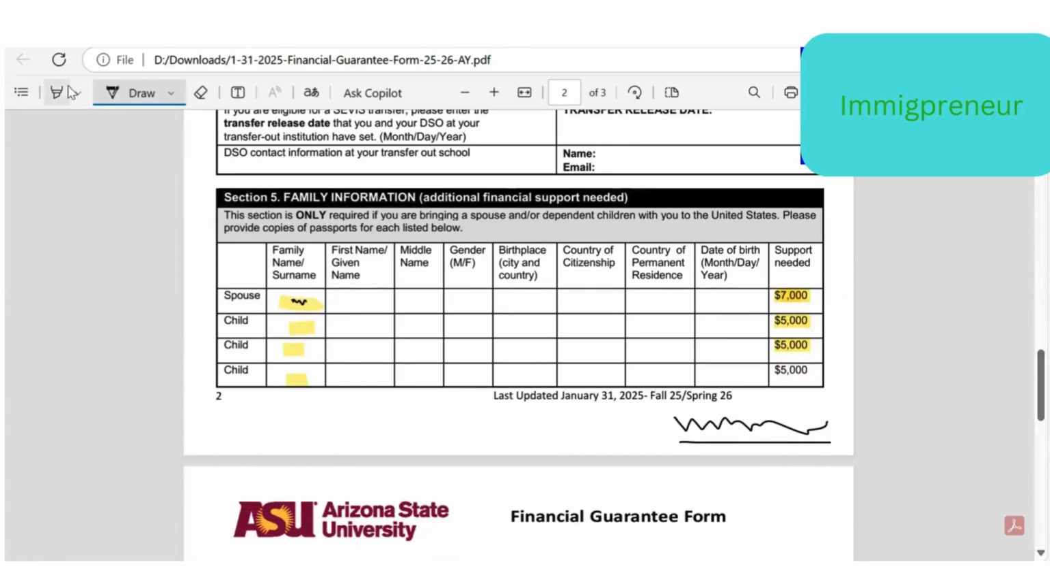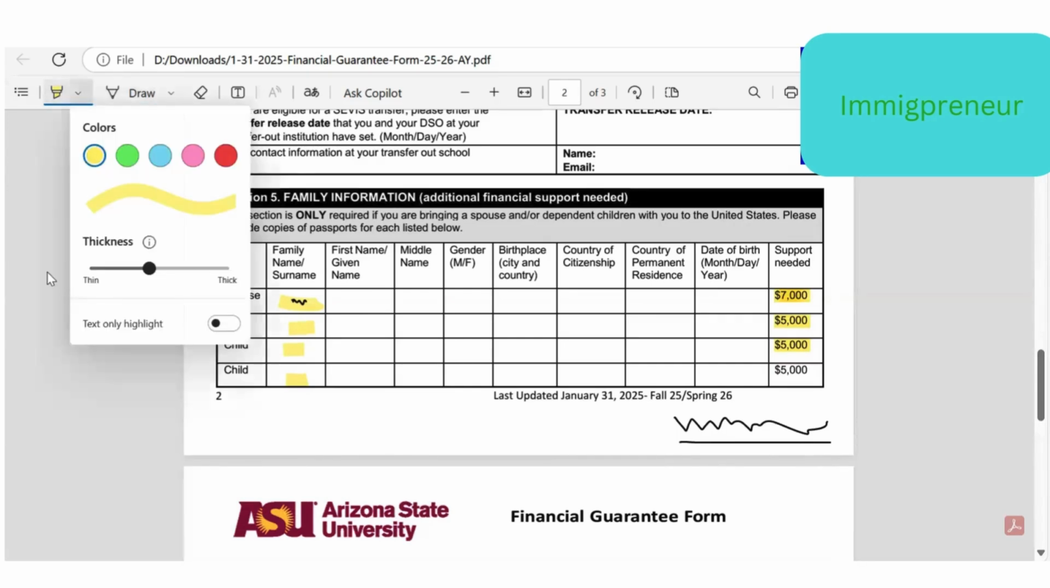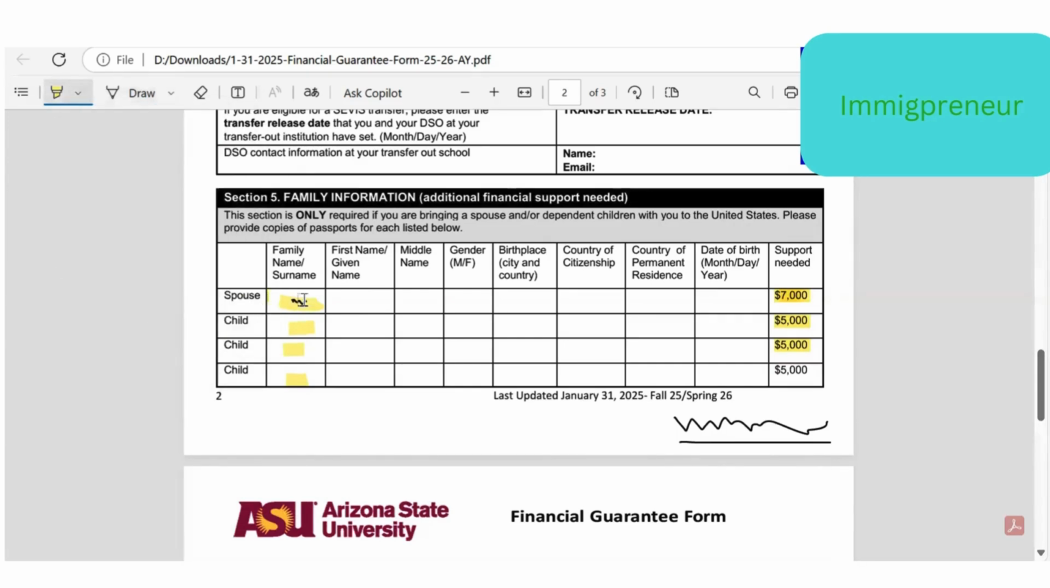Section 5 is for those people who are coming with their dependents. This is your spouse or your kids. In that case, you have to put the name of your spouse here and the details. If you're bringing children, the same, you put the details here.